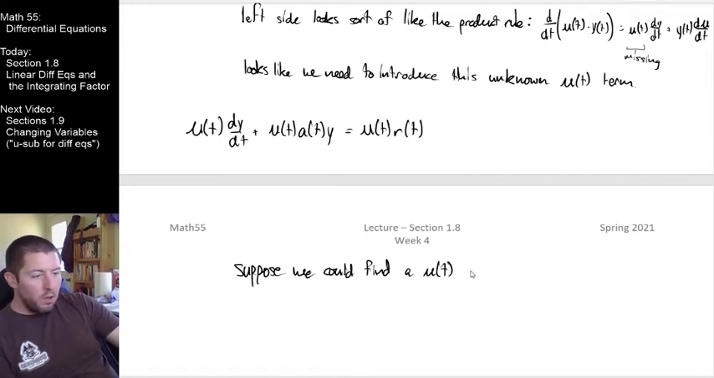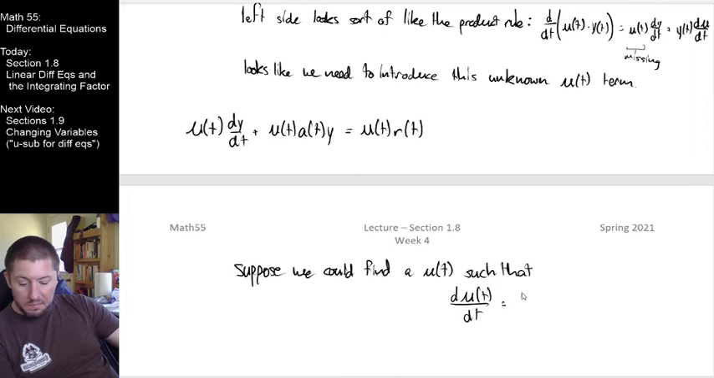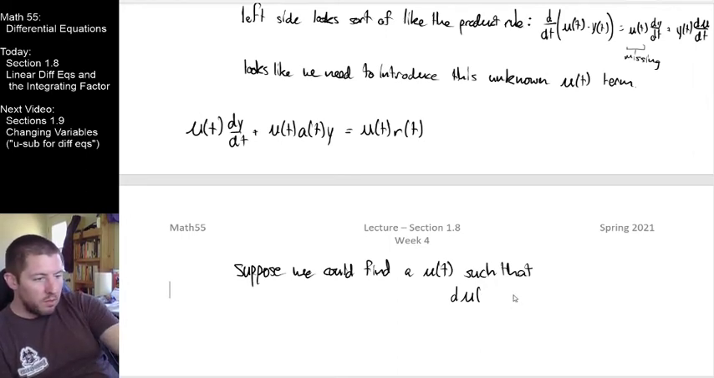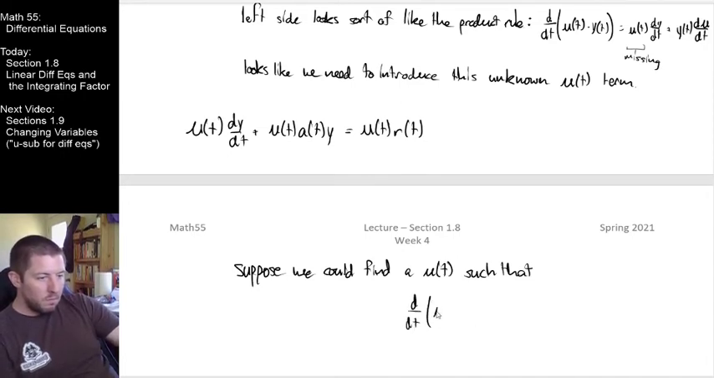And we don't want just any old mu of t. We want it to exactly be the one that's going to make this be the product rule, right? I want to get my product rule statement right there, not just a single derivative. So what do I really want this derivative to be?